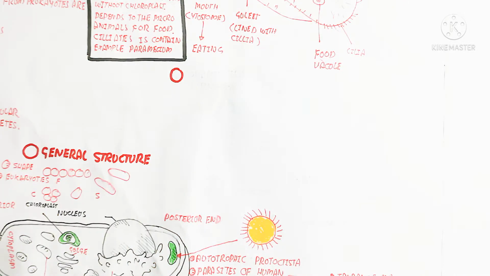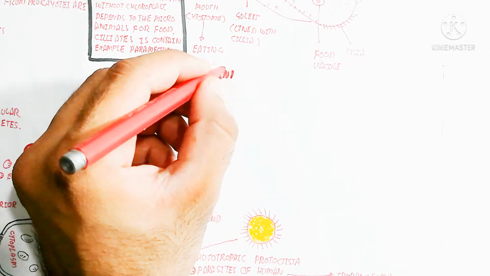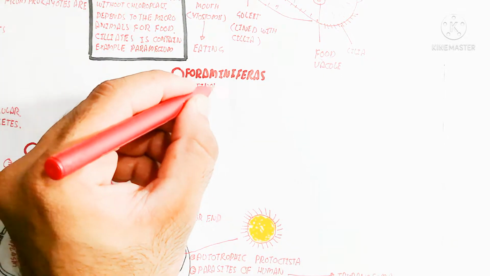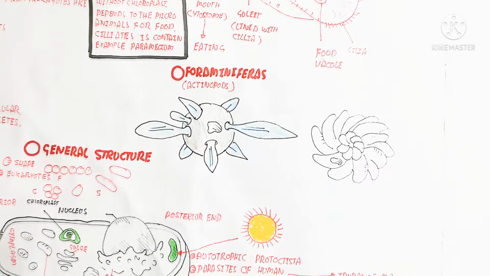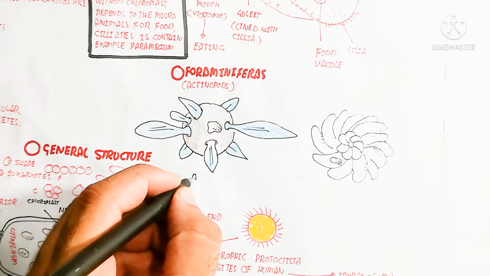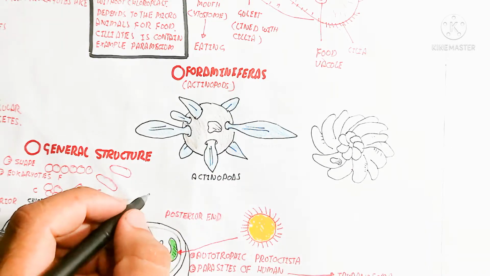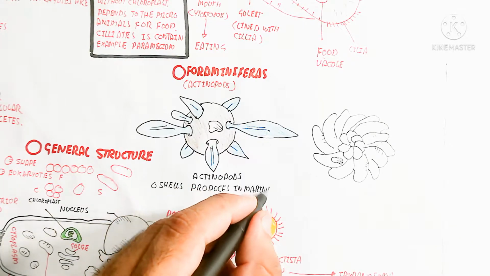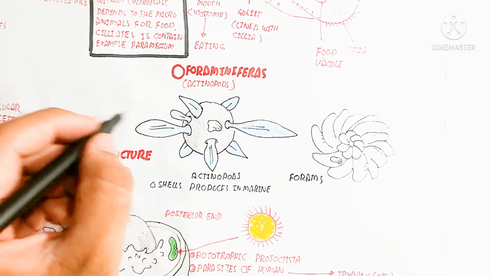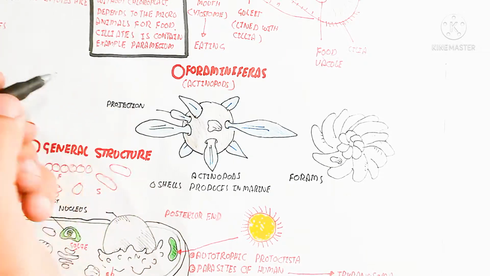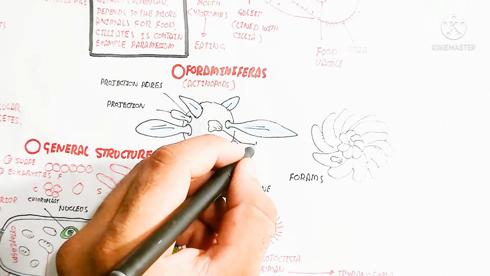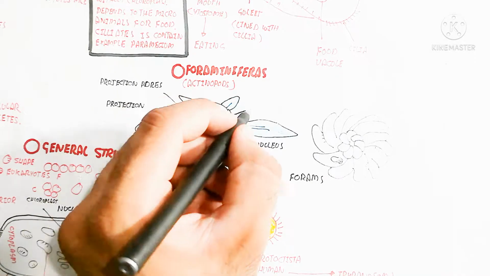On the other hand, foraminiferans, or forams, are another type of animal-like protozoa in the kingdom Protista. Protozoa means animal-like protist, while plant-like protists we will discuss next. Here are the actinopods, which are an example of foraminiferans as well as the forams. These basically contain actinopods, so projections occur, and here are the pores. These projections occur, and actinopods basically produce shells in the marine environment.